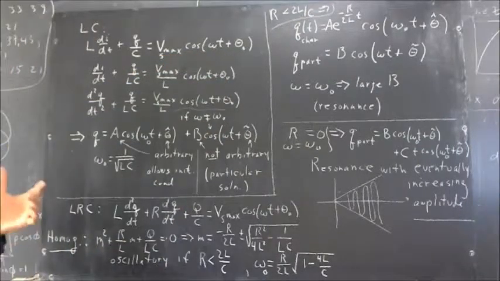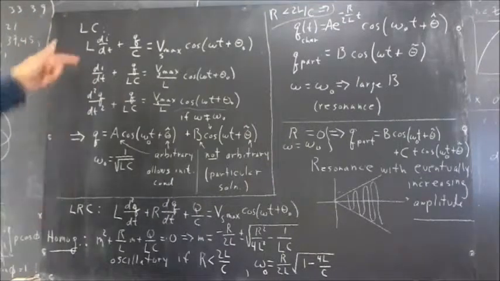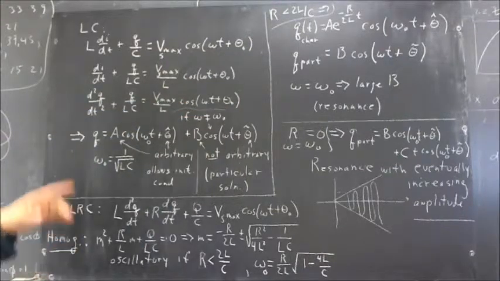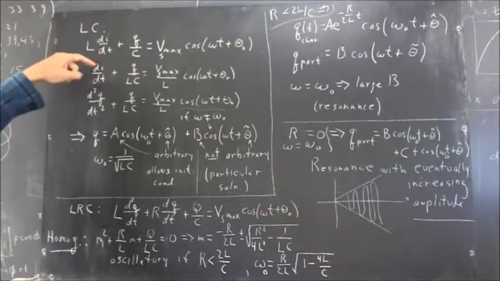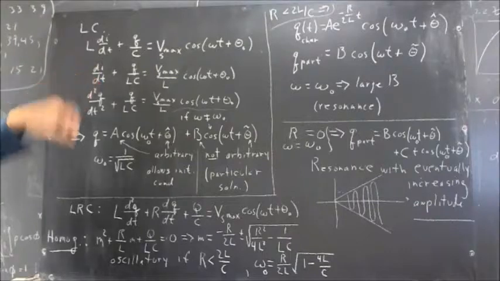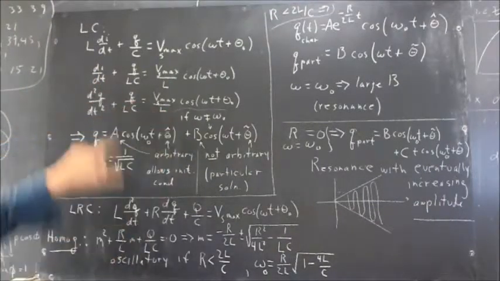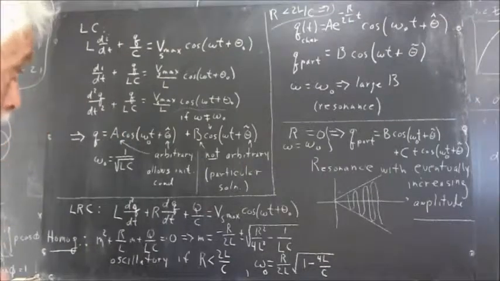Okay, so we solve the equation. First of all, we rearrange it. Divide both sides by L. Then replace current with dq/dt. So we have the second derivative of q with respect to t here. So we have a second order equation. We get our characteristic equation.